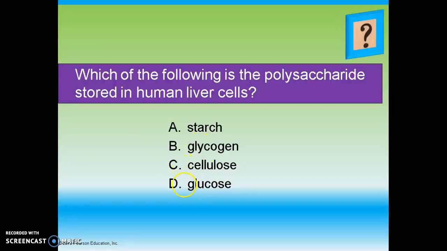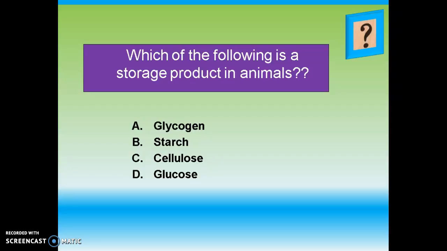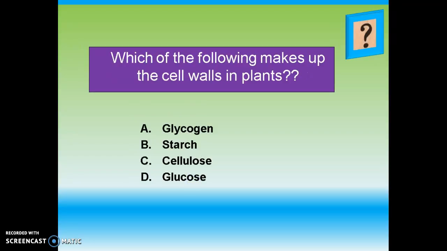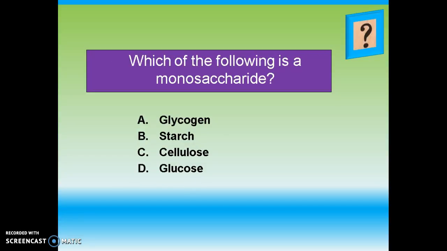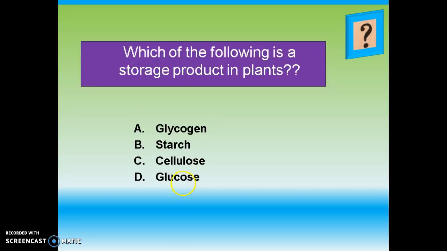Which of the following is the polysaccharide stored in human liver cells? Glycogen. Which of the following is a storage product in animals? Glycogen as well. Which of the following makes up the cell walls in plants? Cellulose. Which of the following is a monosaccharide? Glucose. Which of the following is a storage product in plants? Starch.